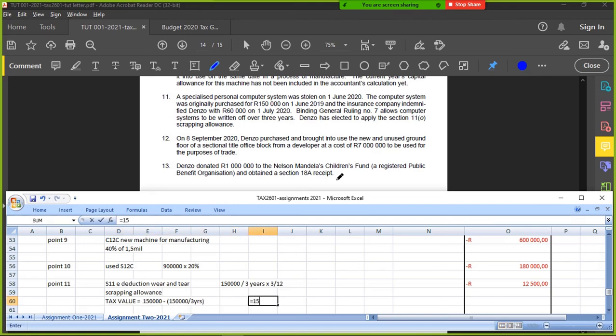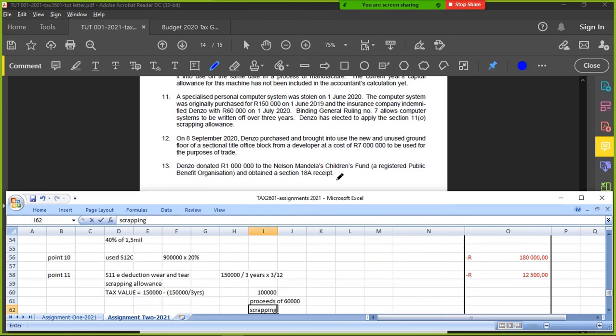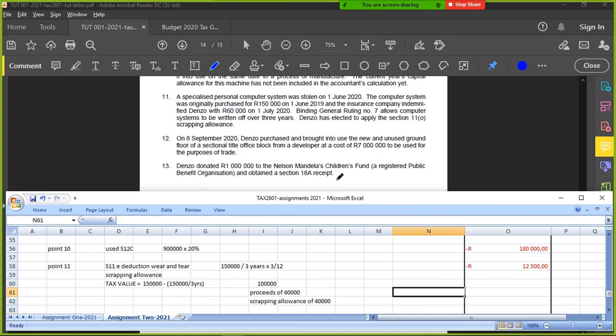So this would be 150 minus 150 divided by 3, close brackets. That's 100,000, so the tax value is 100. It was purchased and you only got proceeds of 60. So there's a scrapping allowance of 40.